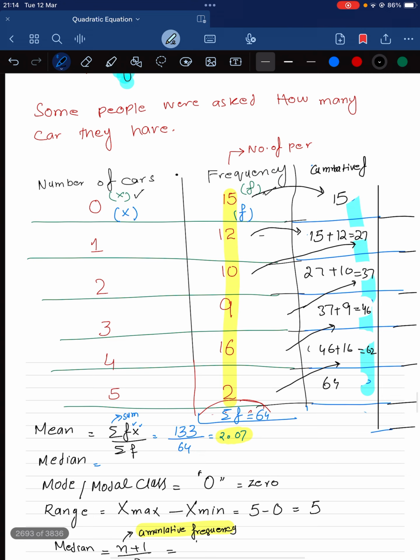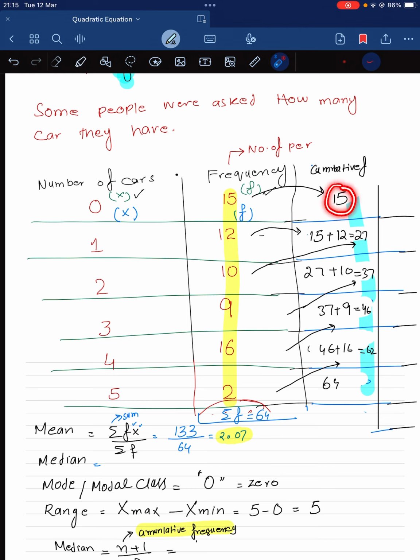Now you need to look for where 32.5 is in the cumulative frequency column. As you can see, this is 15, so 32.5 is above this value. So it's in the next row. Then we have 27, so 32.5 is still bigger than this value. This one is 37, which is more than 32.5. So we need to move to this row. We cannot go above 37, because we are looking for 32.5. So 32.5 will be in this row.